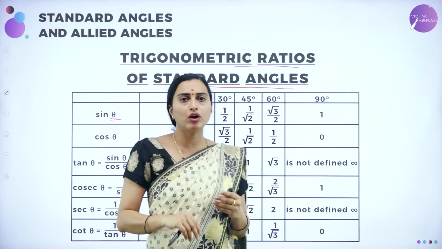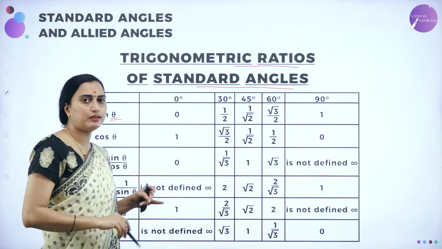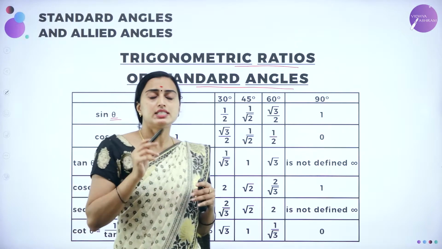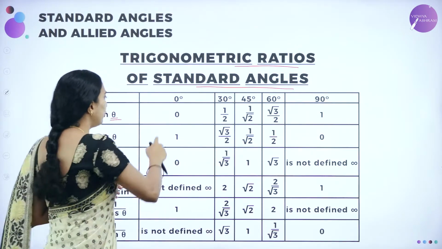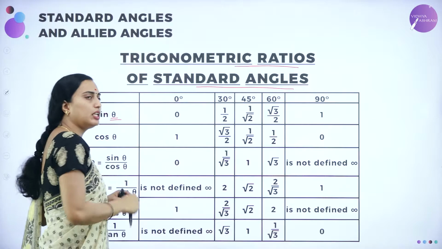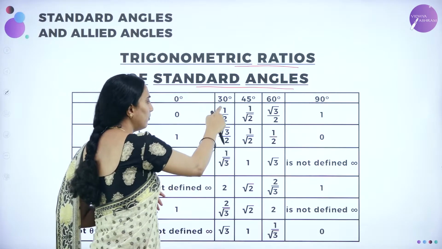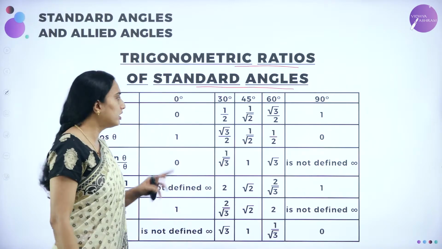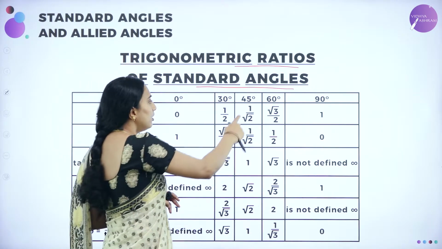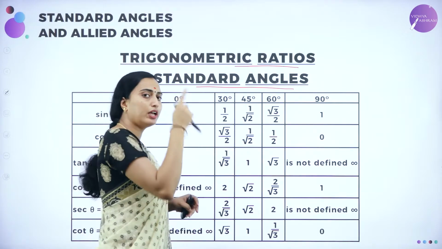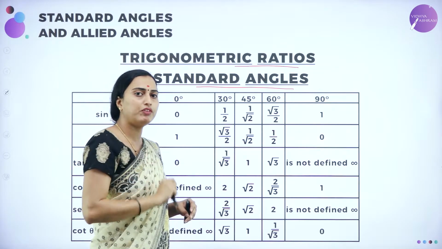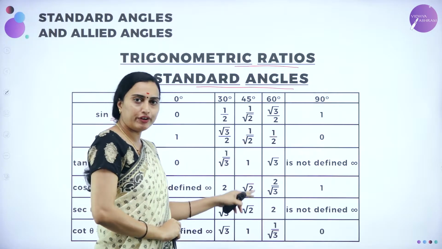Then we'll be moving on to the next, which is tan theta. You know tan theta is nothing but sine by cos. Therefore, 0 by 1 is 0. 1 by 2 divided by root 3 by 2, the 2 will get cancelled. 1 by root 3 will be tan 30 degree. Similarly, 1 by root 2 divided by 1 by root 2 will get cancelled. You are going to remain with the value 1. That is tan 45 degree.